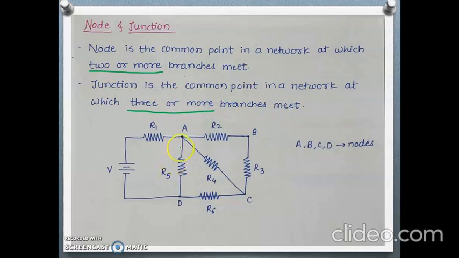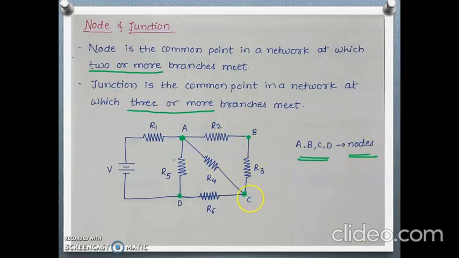Okay. Suppose consider this is a circuit. This is the given circuit where R1, R2, R3, R4, R5 and R6 with this voltage supply are connected to each other. Then observe here, this is the A point at which R1 branch, R5, R4 and R2 are connected. At B, R2 and R3 are connected. At C point, R3, R4, R6 are connected. And at D, R5, R6 and this voltage branch is connected. So these A, B, C, D are called nodes where two or more branches meet.